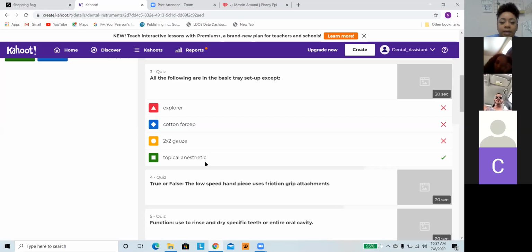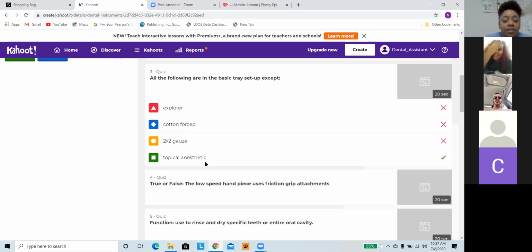So why is that one particular not part of the basic setup? Because not for every procedure you're going to need it. Right, you don't need it for every procedure. That's what she just said. Thanks, Tony.